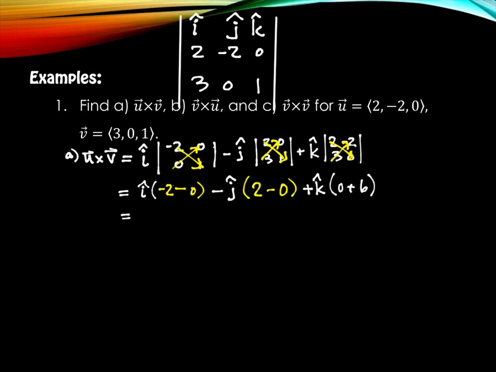And then you're going to simplify. So you've got negative 2 minus 0, so that's negative 2i. We have, let's see, 2 times j, so negative 2j, because the j is negative. And then we have 6k. And if you prefer, you can write that component-wise. This is negative 2, negative 2, and then 6.